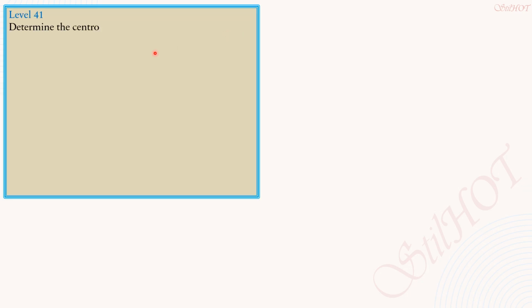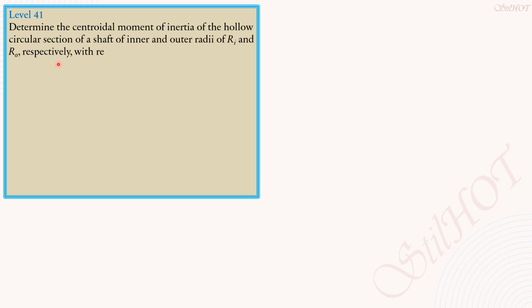Level 41. Determine the centroidal moment of inertia of the hollow circular section of a shaft of inner and outer radii of R sub I and R sub O respectively, with respect to the letter A x-axis and B y-axis. Also determine the polar moment of inertia.